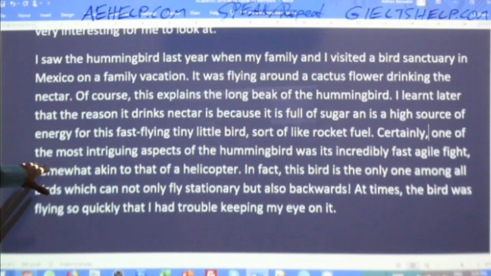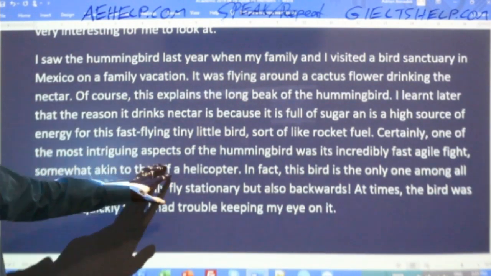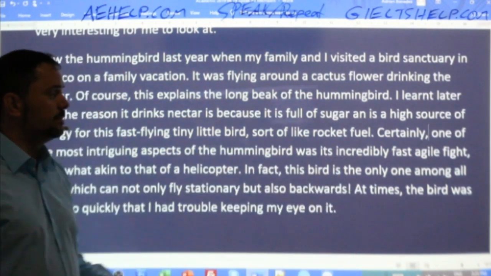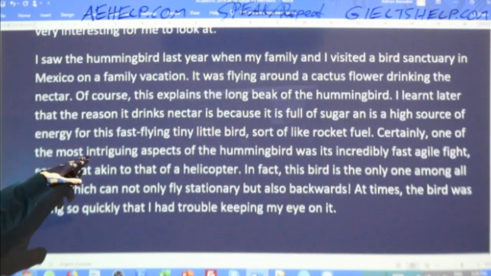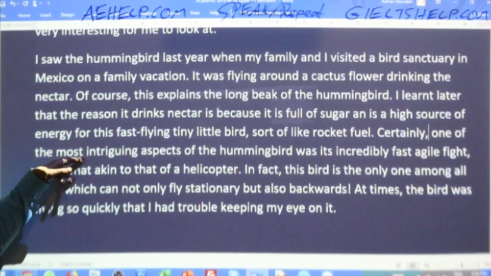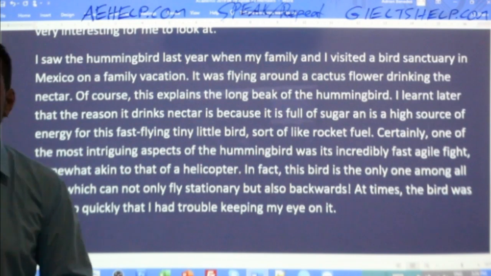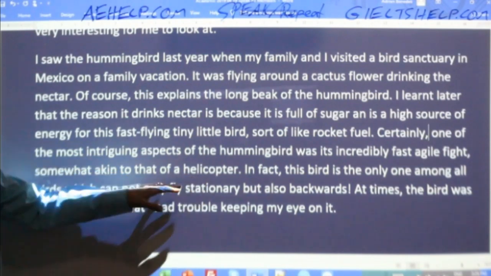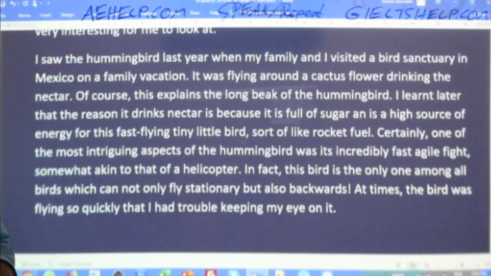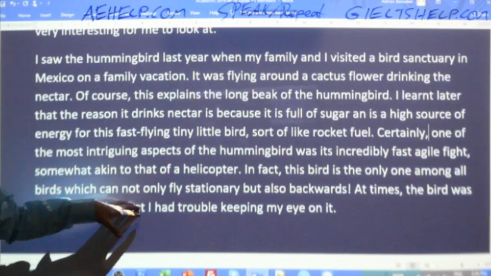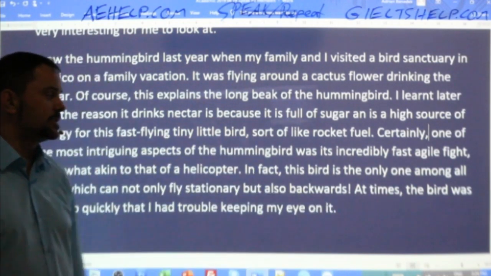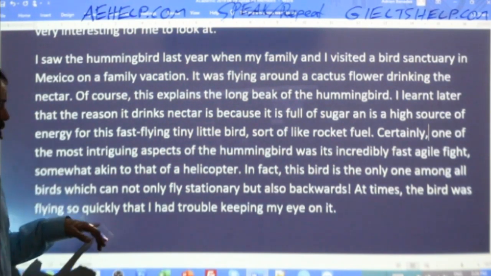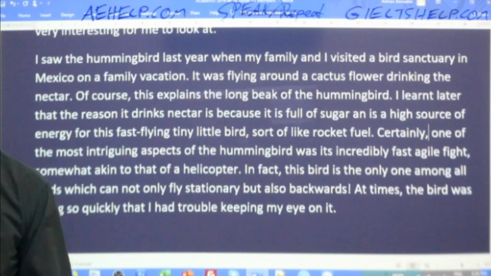So, certainly one of the most intriguing aspects of the hummingbird was its incredibly fast, agile flight. Okay? Intriguing is another way to say interesting, curious. Okay? Somewhat akin to that of a helicopter. Akin is another way to say like or similar to. Okay? In fact, this bird is the only one among all birds which can not only fly stationary but also backwards. At times, the bird was flying so quickly that I had trouble keeping my eye on it.